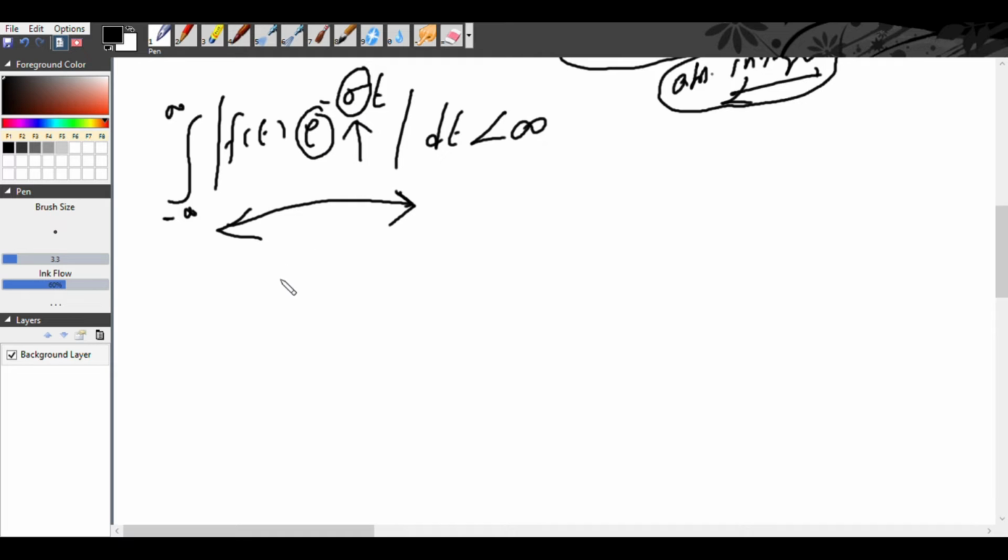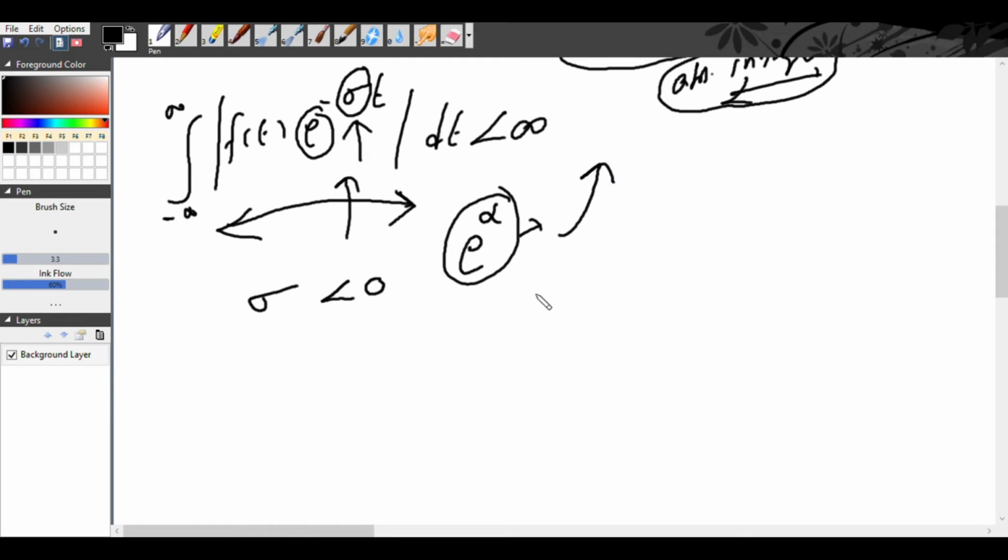Say for example, if sigma is lesser than 0 in this particular case, then what happens? The whole exponential becomes positive actually. So that means this is an exponentially growing series. If it is an exponentially growing series, the integration is not absolutely integrable because it will violate this condition.